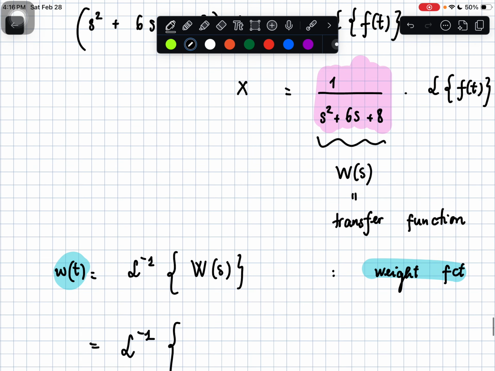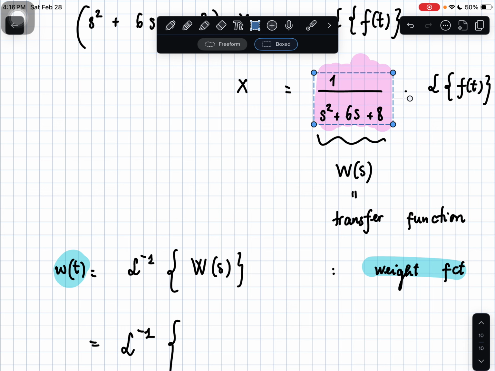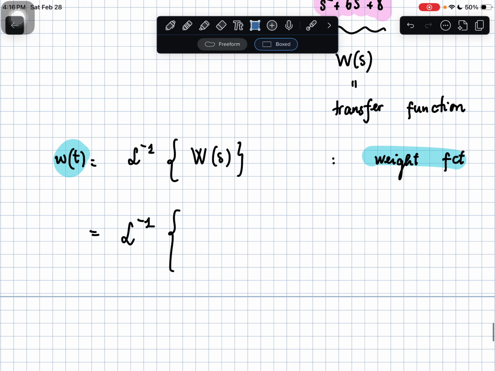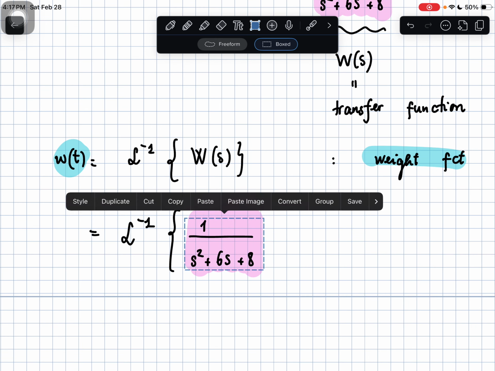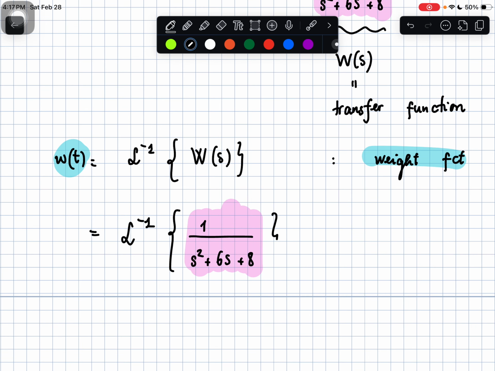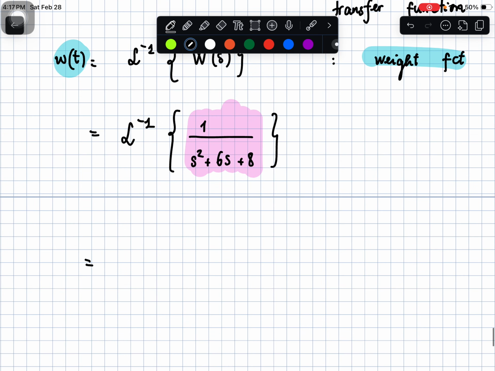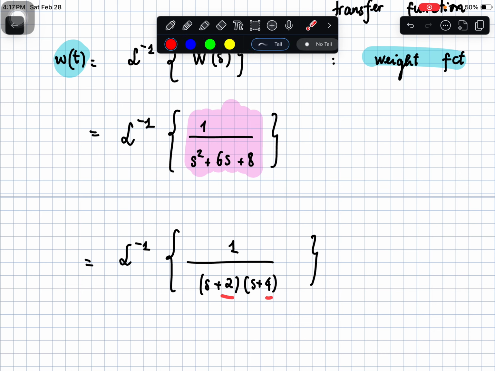Now for the inverse transform of this fraction, you can use partial fraction decomposition. So the inverse transform of 1 over (s plus 2)(s plus 4). I see that 2 plus 4 is 6 and 2 times 4 is 8. That's why I can factor it like that.